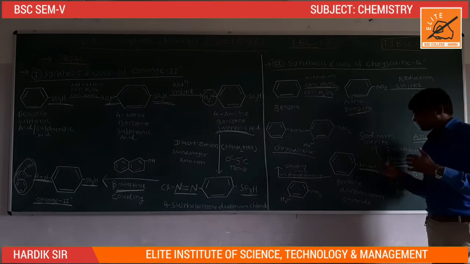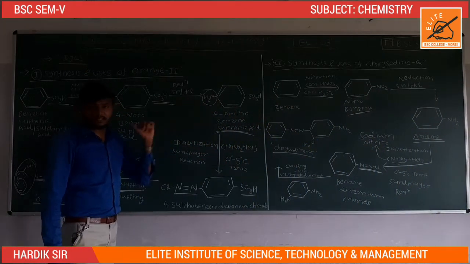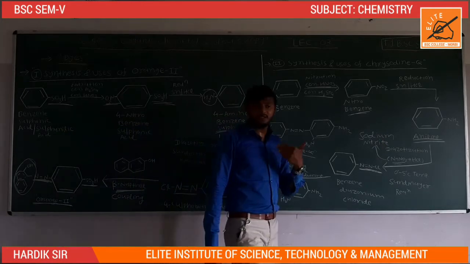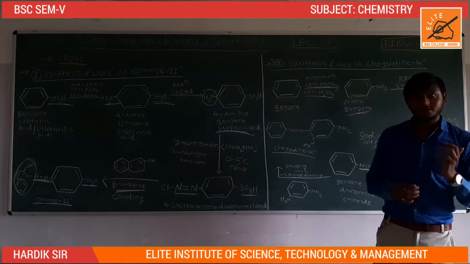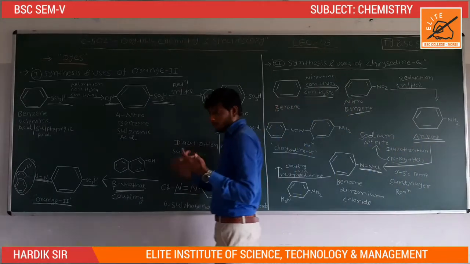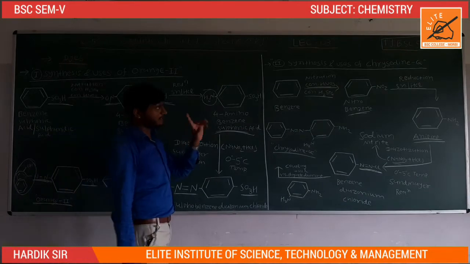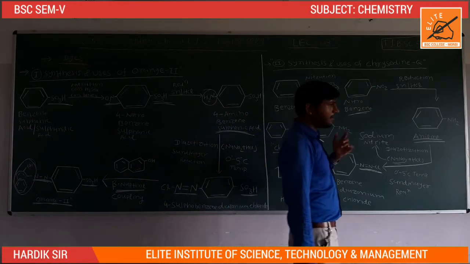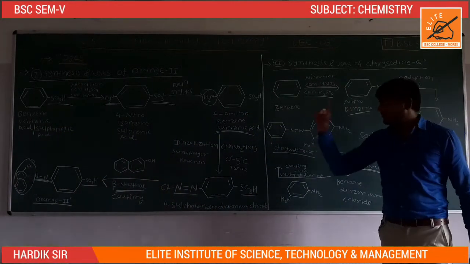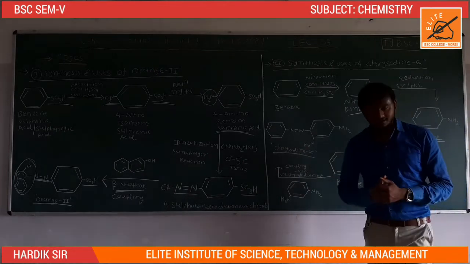So guys, these are our two dyes, orange 2 and chrysodine G. Now uses of chrysodine G: it is used for dyeing wool, silk, cotton, leather and also paper. So this is the uses of chrysodine G, and we have learned about the two dyes, synthesis and uses of orange 2 and synthesis and uses of chrysodine G.